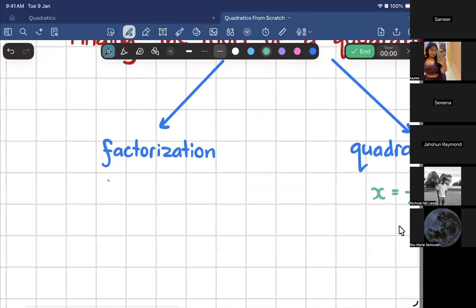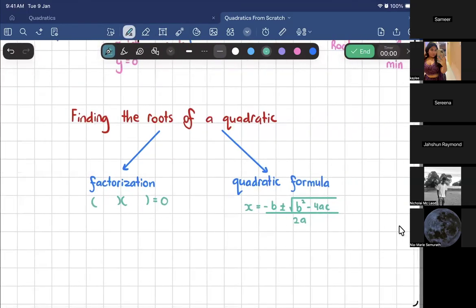And under factorization, this is what you would do. You would write your quadratic as a product of two linear factors, put it equal to 0, and solve each factor individually. It sounds really complicated, but it's so simple, you'll see. I promise. Trust me.